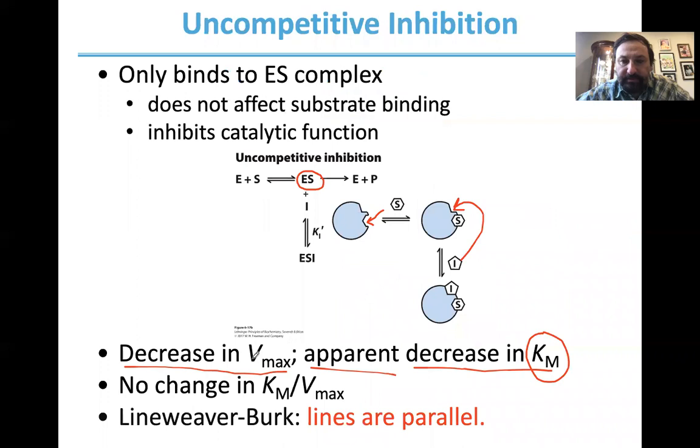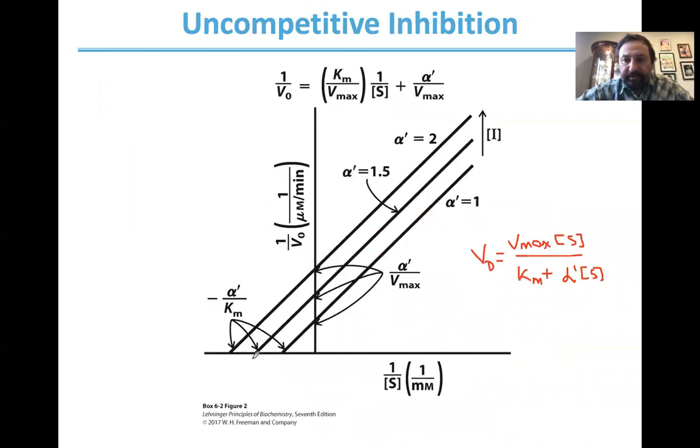So let's look at the Michaelis-Menten equation. You can see the Km term stays the same, right? Because the substrate binds first. It's not affected by the binding of the inhibitor. And so if you take the reciprocal of this, the alpha prime now ends up in this portion of the Lineweaver-Burk equation, right? And you can see what happens here.